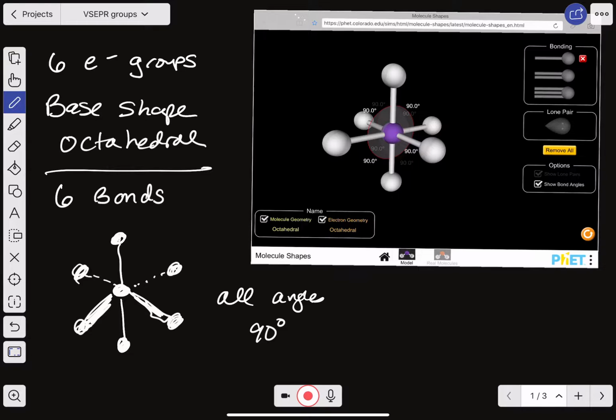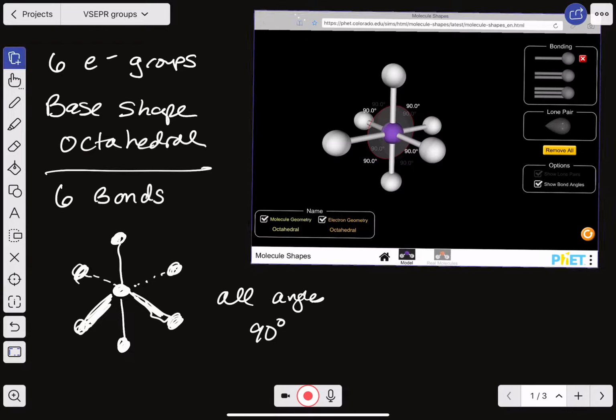And I'm using the PhET simulation. So up here I have the PhET simulation, and you can see molecular geometry, electron. So electron geometry is based on the number of electron groups. So we have 6 of them, so that's an octahedral. The molecular geometry, again, they're all bonds. So the electron geometry, the shape, the molecular geometry, whatever you want to call it, is based on an octahedral. And I'm showing you the bond angles over here.